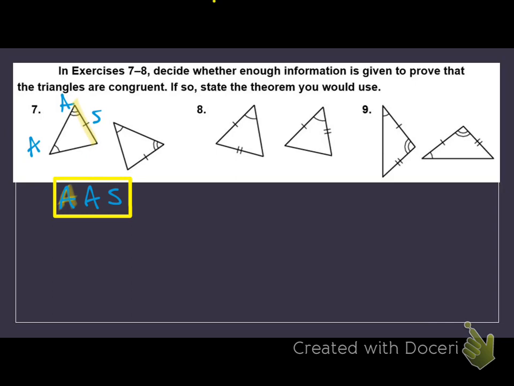Number 8, we have 2 sides and an angle. 2 sides and an angle. This one says, decide if there's enough information to prove the triangles are congruent. So any theorem is up for grabs. Is this side angle side? No. It is not. This first one, the angle is not between the 2 sides. So this one is a no.